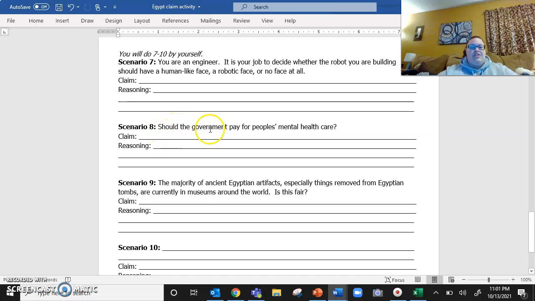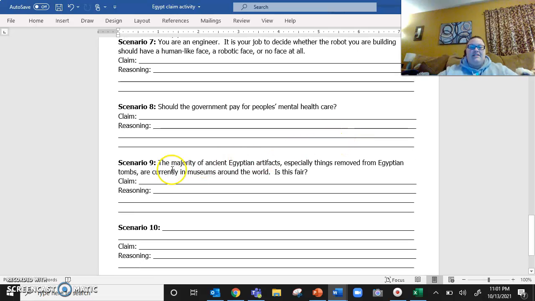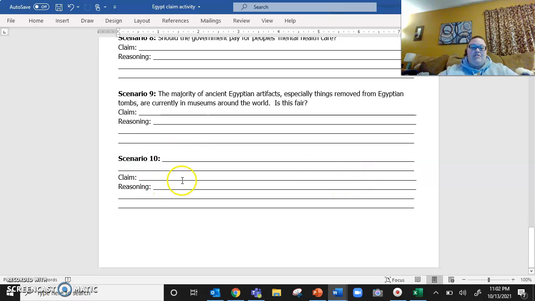Scenario 8. Should the government pay for people's mental health care? And Scenario 9. The majority of ancient Egyptian artifacts, especially things removed from Egyptian tombs, are currently in museums around the world. Is this fair? And then Scenario 10, you write your own scenario or question. And then you create your own claim and back it up with reasoning.